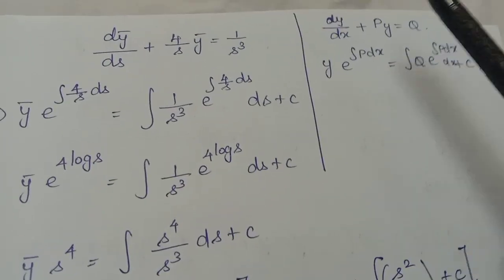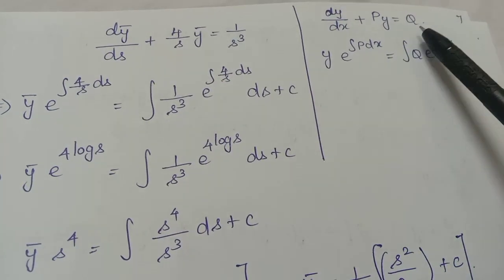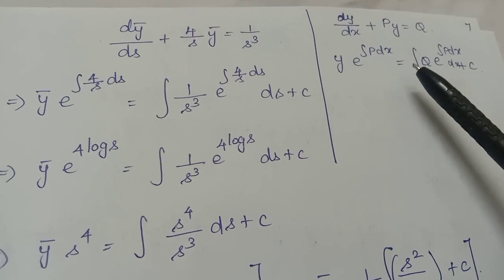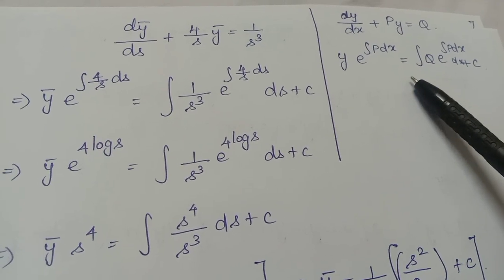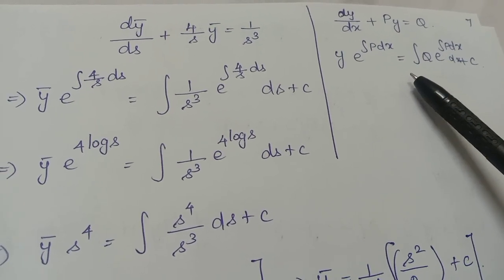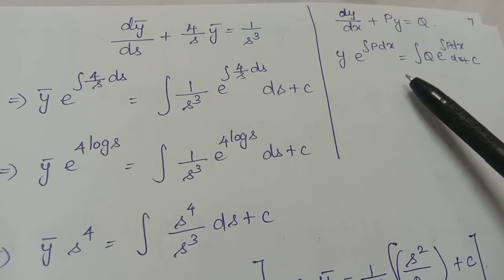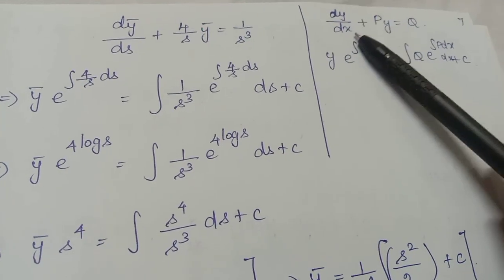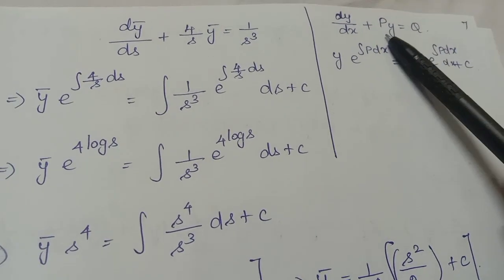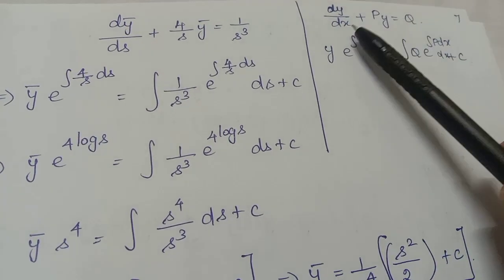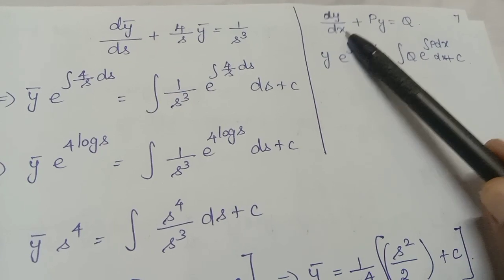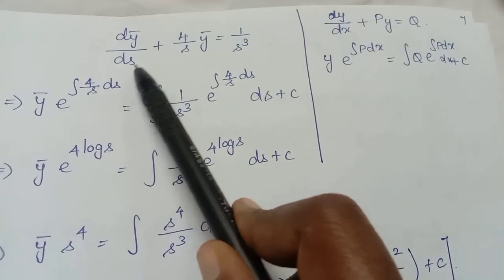Now see, this equation is of the form dy by dx plus py equal to q. Again, solution of first order differential equation video I have already posted. It is there in the playlist. If you want, you can go through that video also. So this is of the form dy by dx plus py equal to q, where this capital P and Q are purely functions of this variable x. Okay, here s is the independent variable.